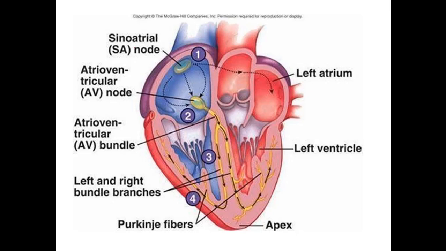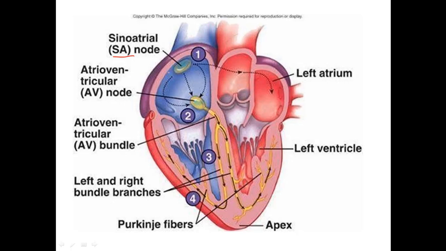This picture is also important. We see here the conduction system of the heart and the SA and the AV node. First of all, I want to draw your attention to the position of the SA node. Very important, and I assure you that you will see this picture in a lot of question banks. Where is the site of the SA node? Where is the exact site?